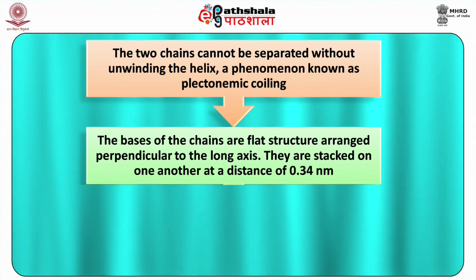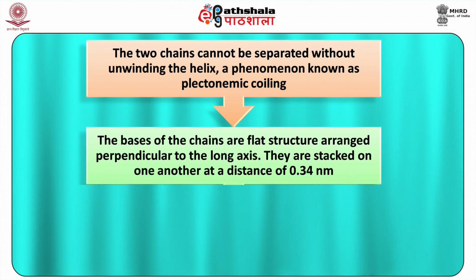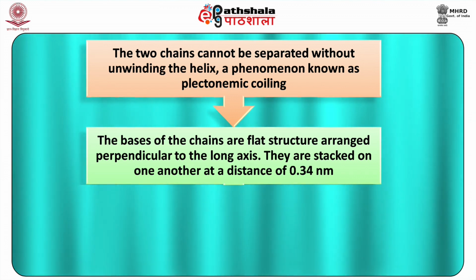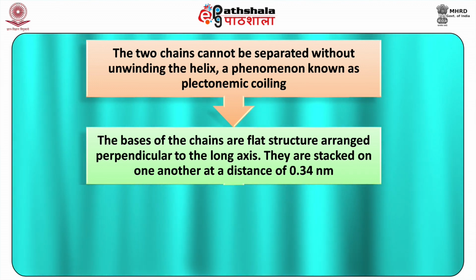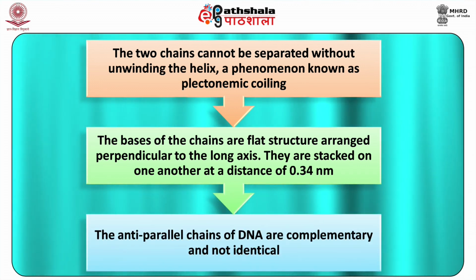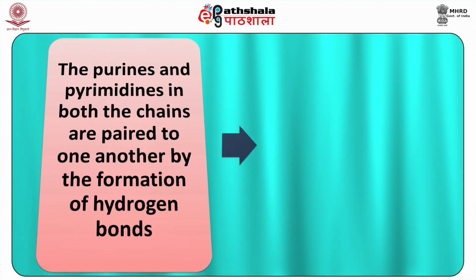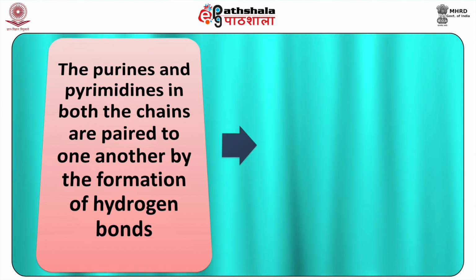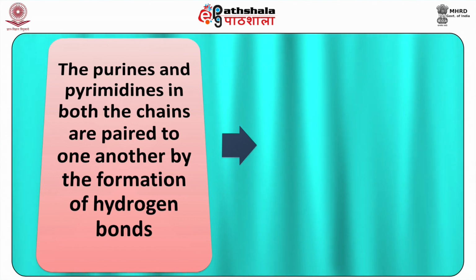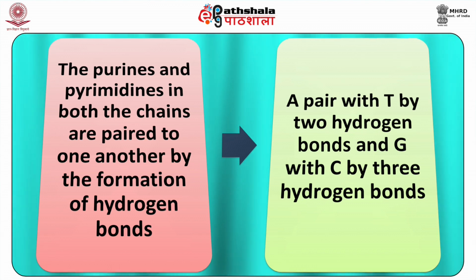Third, the bases of the chains are flat structures arranged perpendicular to the long axis. They are stacked on one another at a distance of 0.34 nanometer. Fourth, the antiparallel chains of DNA are complementary and not identical. The purines and pyrimidines in both the chains are paired to one another by the formation of hydrogen bonds. A pairs with T by 2 hydrogen bonds and G with C by 3 hydrogen bonds.